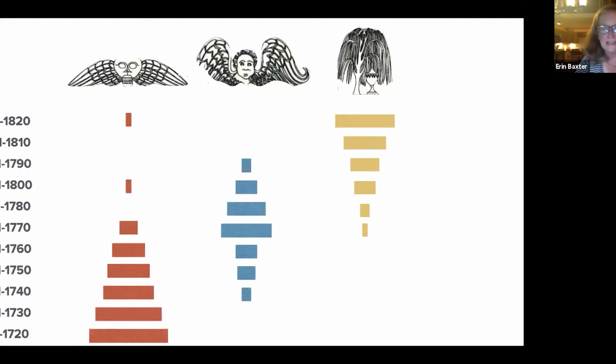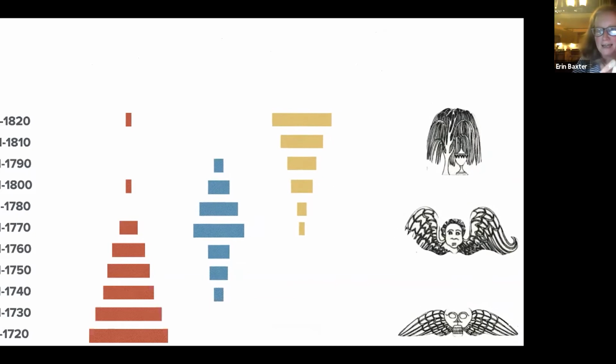So you can see just by doing a few little numbers that you've got these battleship curves where you can see that the death's head came first, the cherub came second, and the willow and urn came third. And there's probably, when you add that with other information, really interesting stories behind it.